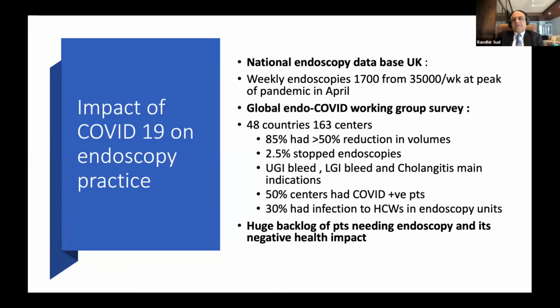Upper GI bleed, lower GI bleed, and cholangitis remained the main indications. And 50% of the centers had COVID positive patients to scope, and 30% of centers ended up with healthcare workers getting infected. So in spite of all these guidelines, we still had significant problems at our hands. And this led to an indirect issue. Patients were scared of coming to the hospitals because of fear of acquiring COVID infection, and there was a huge backlog of patients needing endoscopy, and it led to negative health impact.